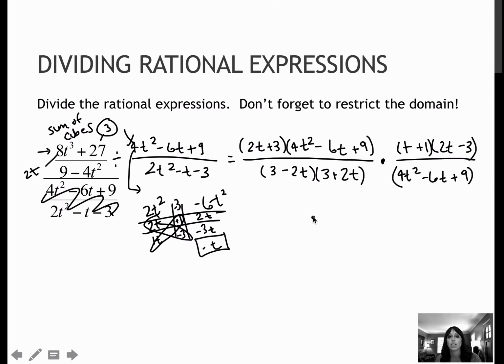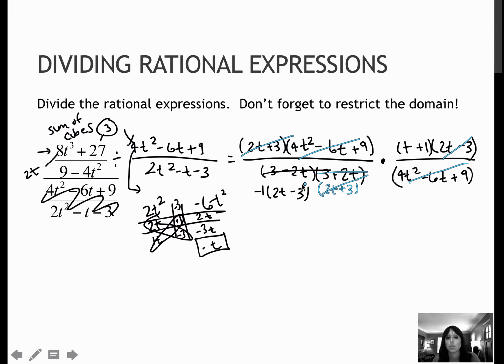So far, this looks pretty good. Let's see what we can cancel. These two large trinomials cancel. And then I've got this situation here where I've got a 3 minus 2t and a 3 plus 2t. Well, this one, they're both positive, so this one's really the exact same thing as 2t plus 3. It's the same thing. So 2t plus 3 and 2t plus 3 will cancel. I didn't have to multiply that by a negative 1 because both of them were positive. However, 2t minus 3 and 3 minus 2t, I am going to rewrite this one as negative 1 and then 2t minus 3.